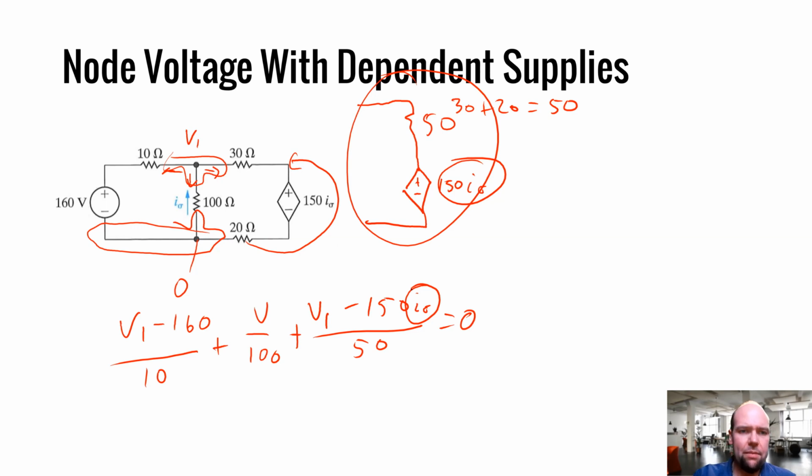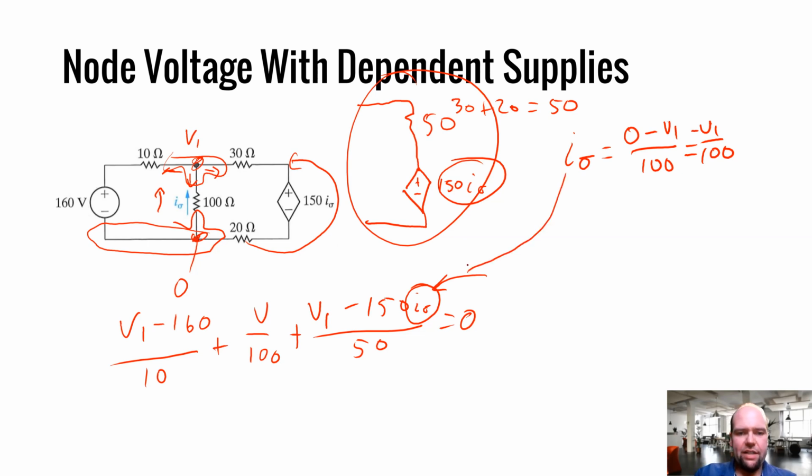So what is I sigma? I sigma is this current flowing this way. What is the current flowing in that direction through the 100 ohm resistor? Well, it's the voltage on this side minus the voltage on this side divided by 100. Voltage on this side is 0. The voltage on this side is V1, and then we have divided by 100. So I sigma equals 0 minus V1 divided by 100. That's negative V1 over 100. So we're just going to swap that in there.